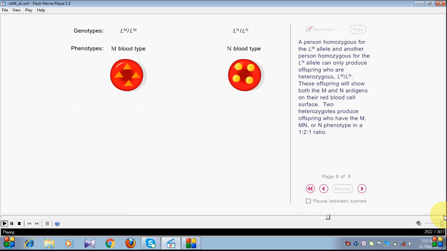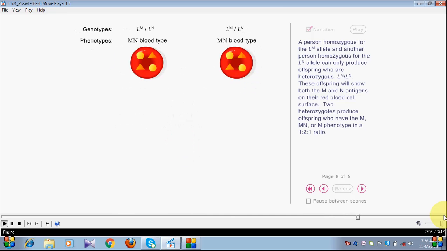A person homozygous for the L^M allele and another person homozygous for the L^N allele can only produce offspring who are heterozygous, L^M L^N. These offspring will show both the M and N antigens on their red blood cell surface. Two heterozygotes produce offspring who have the M, MN, or N phenotype in a 1 to 2 to 1 ratio.